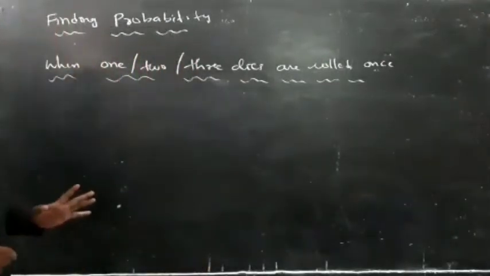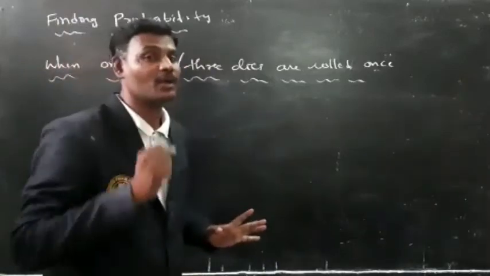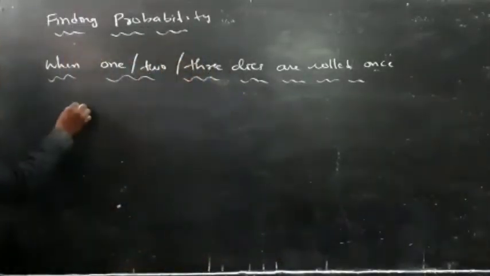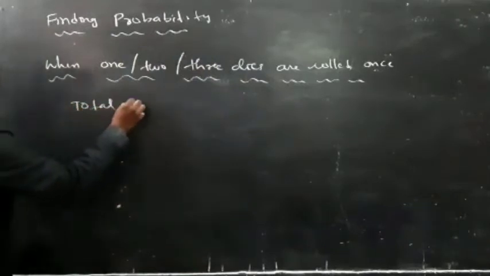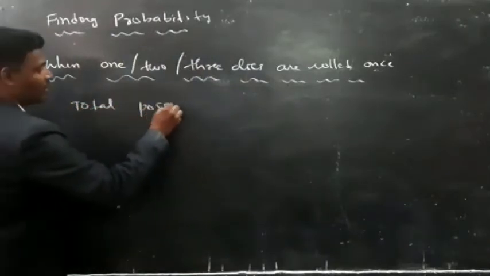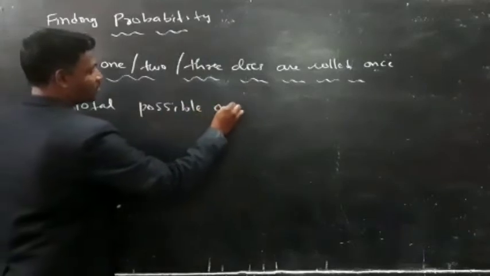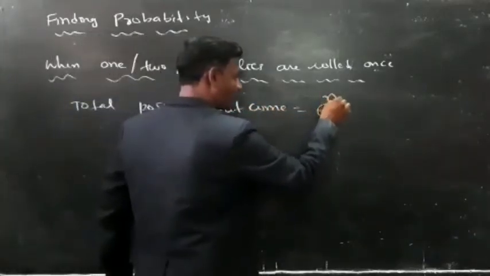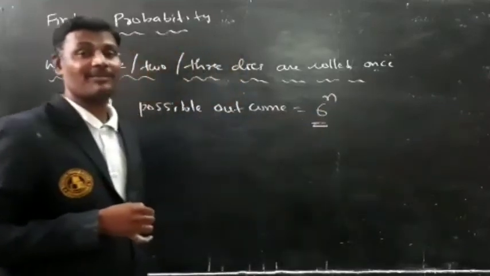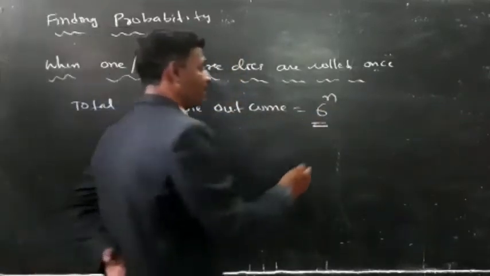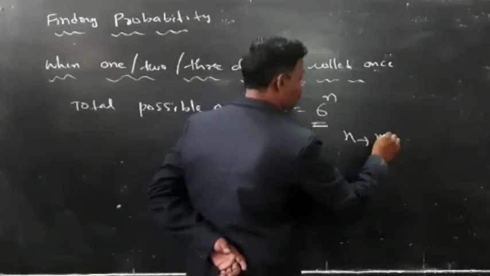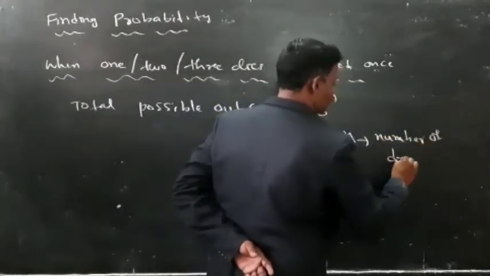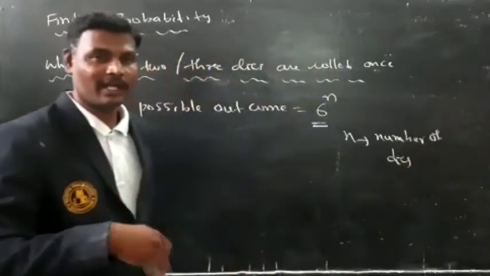Here is one formula to find the total possible outcomes when dice are rolled. To find the total possible outcomes on dice, what is the formula? 6 power n. Here n indicates the number of dice. You are rolling one die or two dice or three dice.